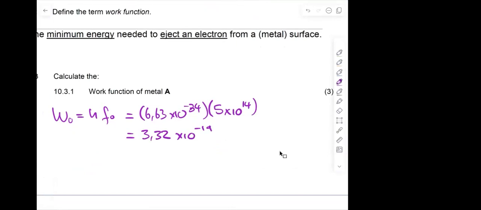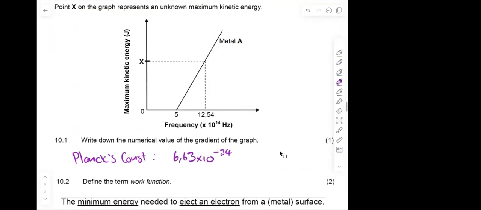And again, work function is a form of work. Work is measured in joules. So don't forget your SI units there, joules, right? That's how we work out our work function for metal A, given the information that we had above.